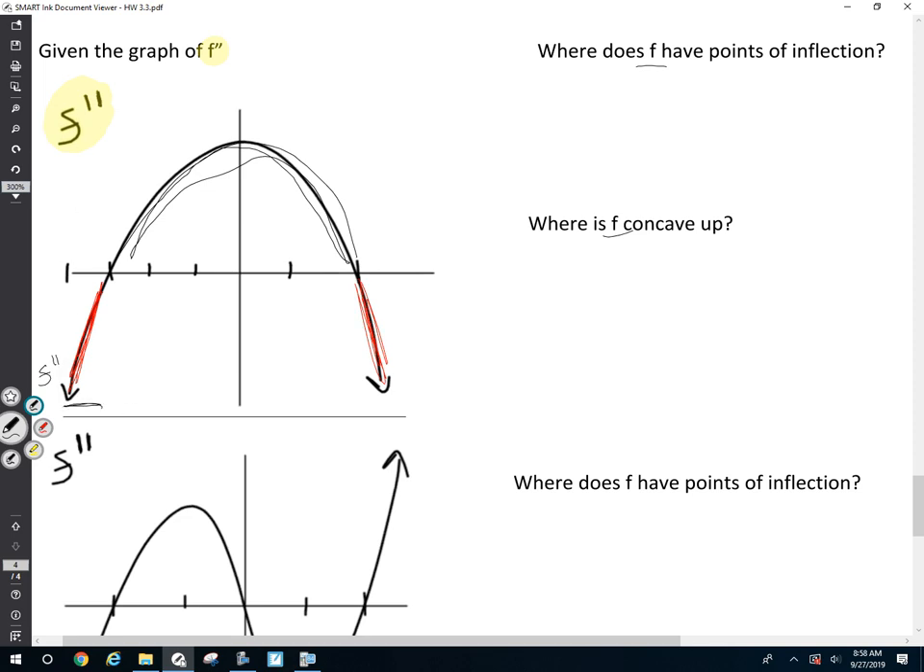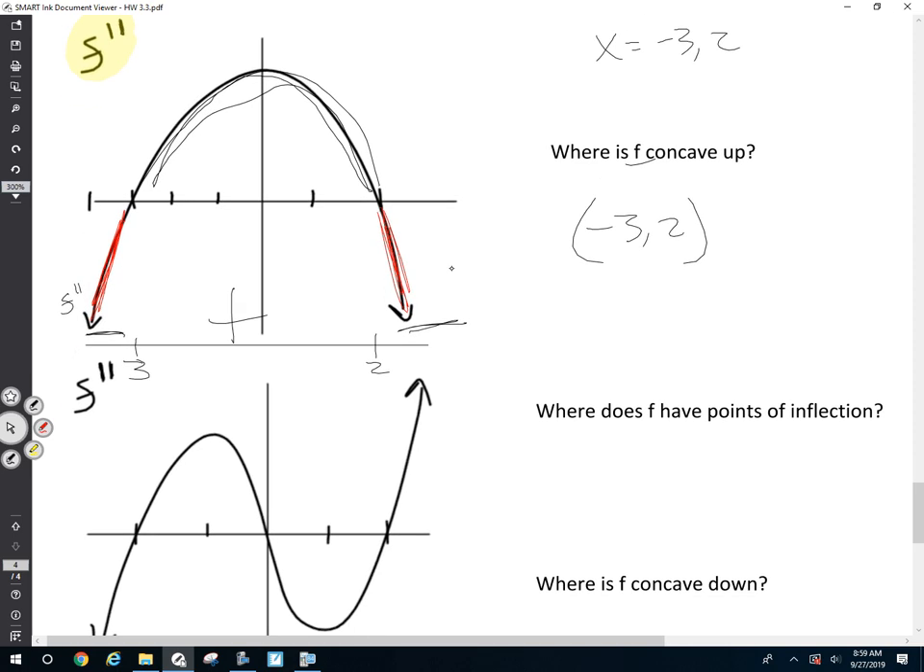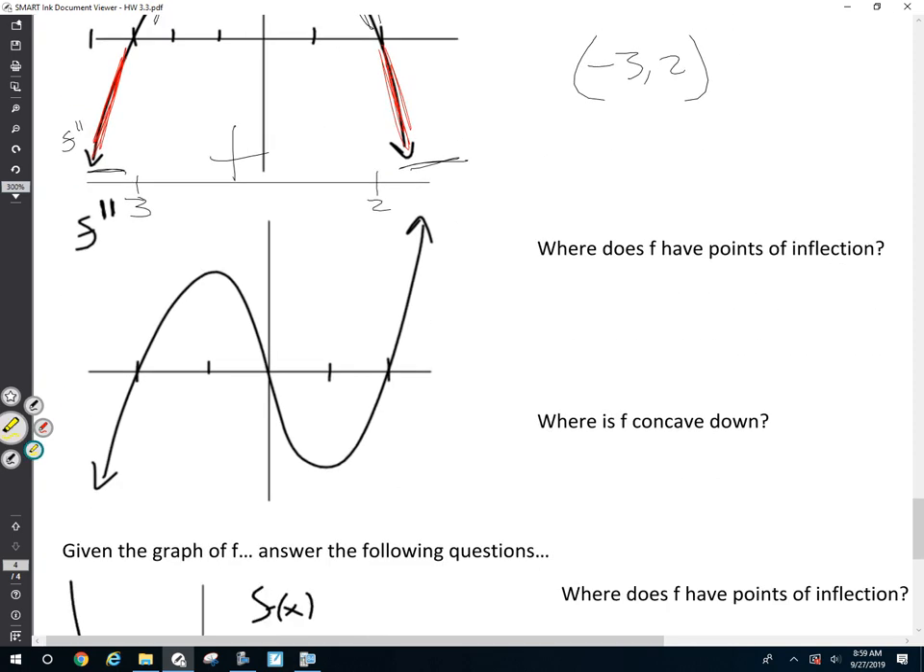We have negative values until -3. We have positive values all the way to 2, and then we have negative values after 2. So points of inflection for f are at -3 and 2. When is f concave up? Between -3 and 2. Not the same as when you're given f prime. So be careful.